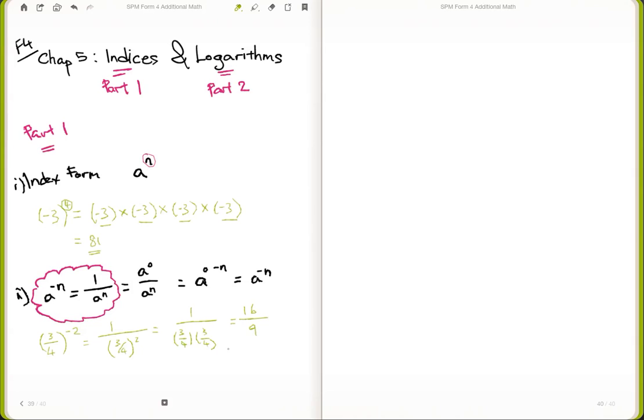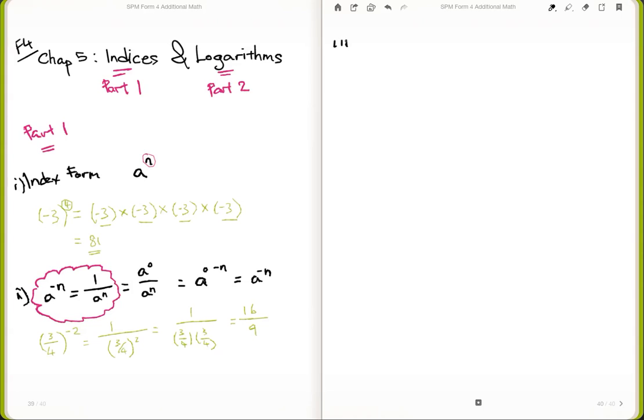I'll leave it to you, users out there, for more exercise. Practice makes perfect. But once you get the concept, you may proceed to other questions already.